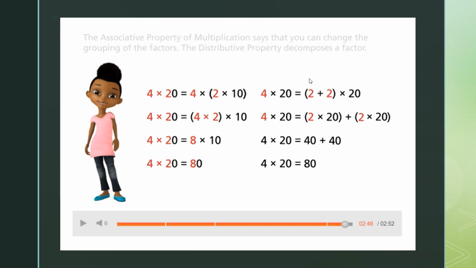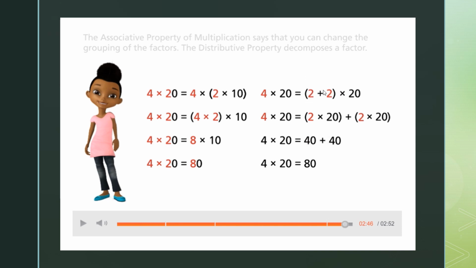The distributive property decomposes a factor. Decompose is to break down. So they took the factor 4, and there are different ways to decompose 4. We can break it down into 1 and 3, 3 and 1, 2 and 2. 2 plus 2 is how they're showing 4 being decomposed.